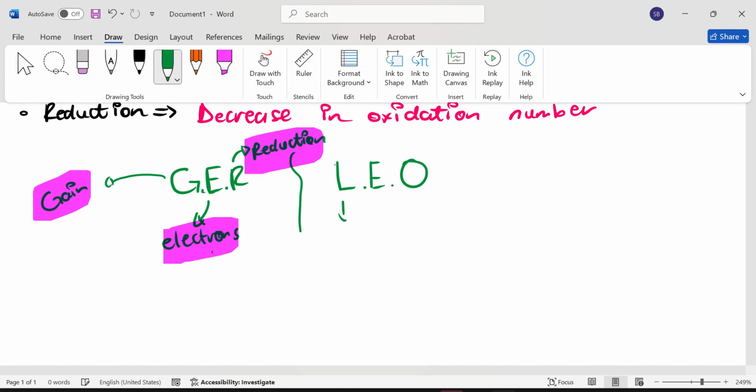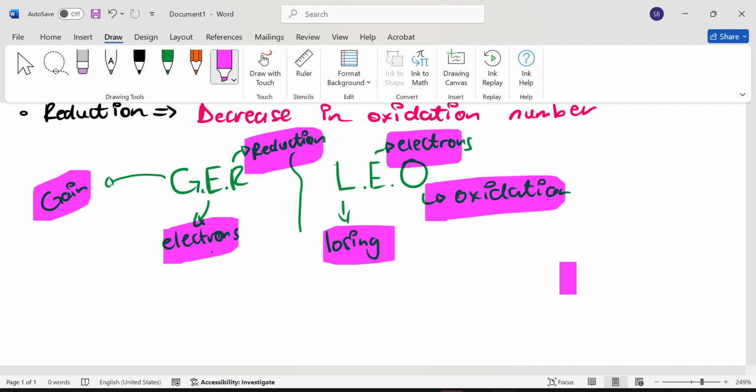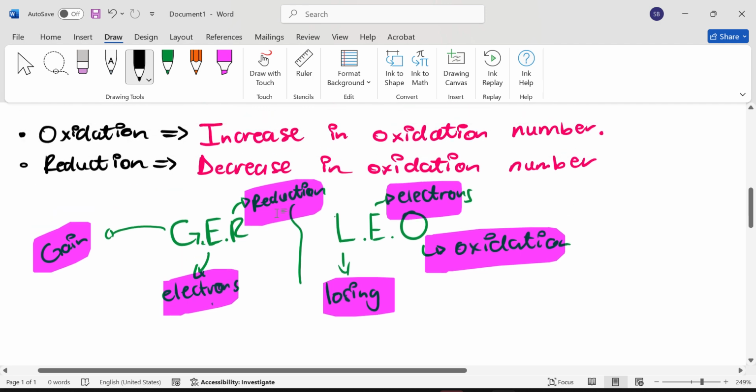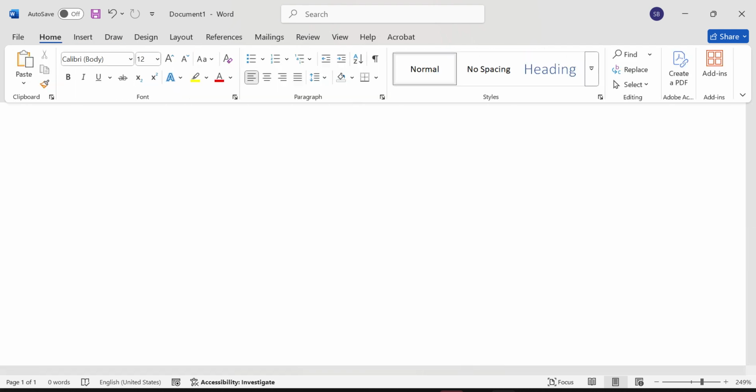And then this one will be losing electrons. Aha, you guessed it, it is oxidation. Losing electrons is oxidation. So these are just a few mnemonics that you could use or not. It really does not matter as long as you have it right. That's all that matters.